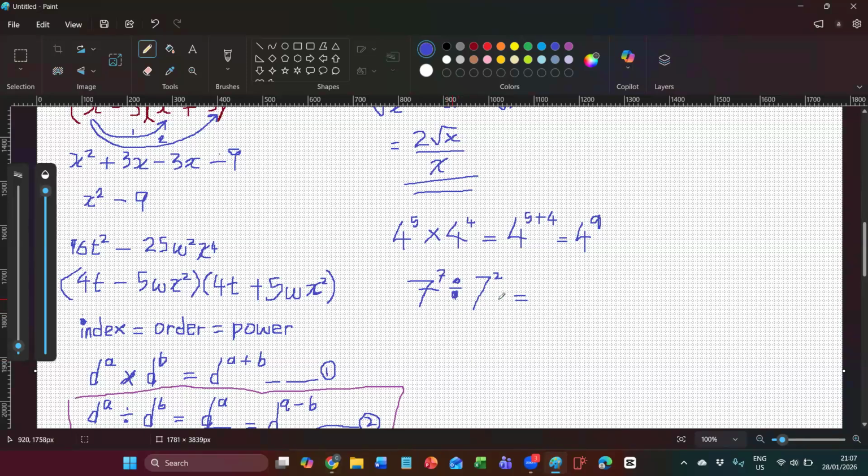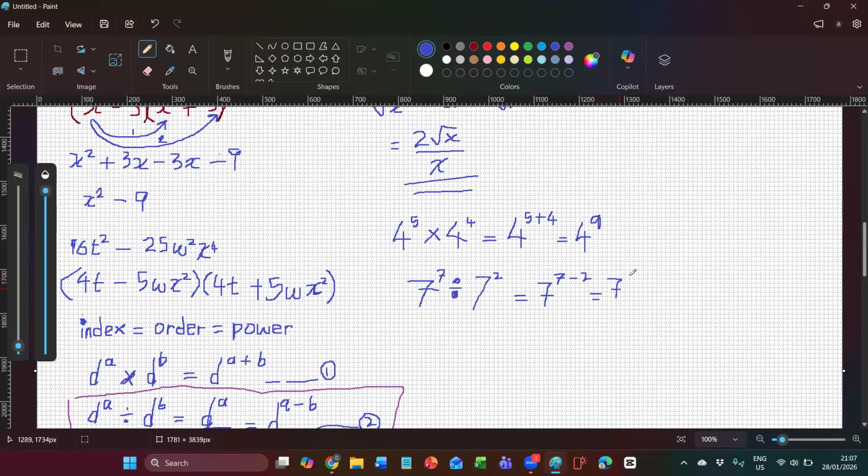So now we know it's division. So what do we do? The law says we should do what? Please remember, the condition is the bases must be the same. And here the base is 7. So because they're the same, take one of them and then subtract the powers. But careful, the order of subtraction matters. In this case, it is the one on the left minus the one on the right. That's going to be 7 minus 2, isn't it? And that's going to give us 5. So that's going to be 7 raised to the power of 5.